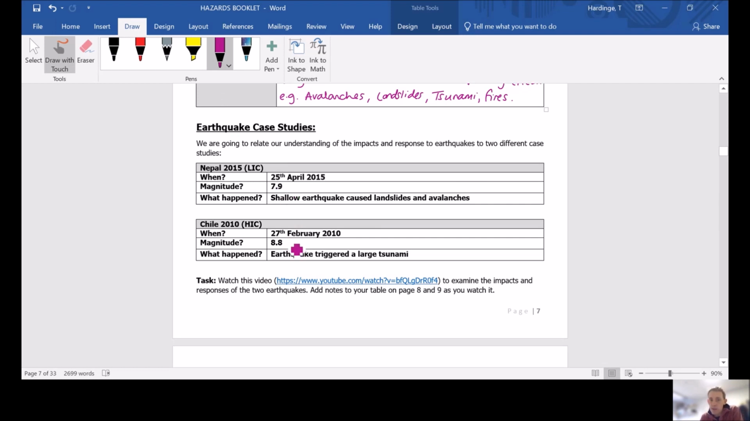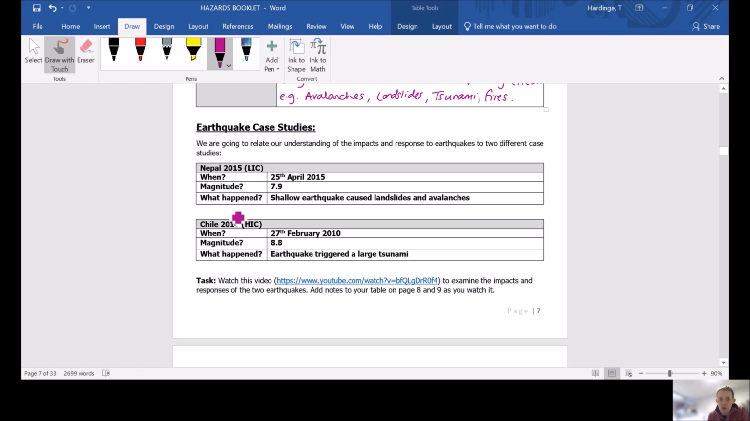Okay, now one thing to remember about the magnitude of an earthquake is that when you go up one step, so from a 7 to an 8, for example, or in this case a 7.9 to an 8.8 is almost one step on that scale, you're actually increasing the amount of energy released by that earthquake by 32 times.